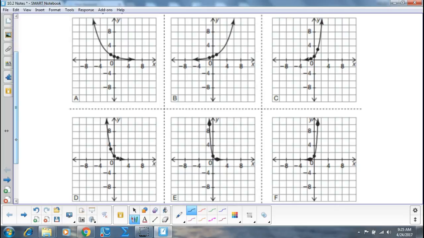What do you think? Give me one of them, Bryce. I think F is the f of x equals 10 to the power of x. 10 to the power of x? Yeah. Okay. I think that's what that is. Okay.